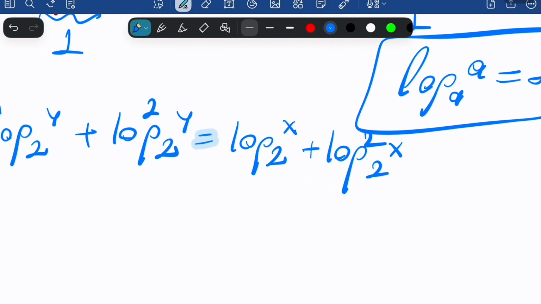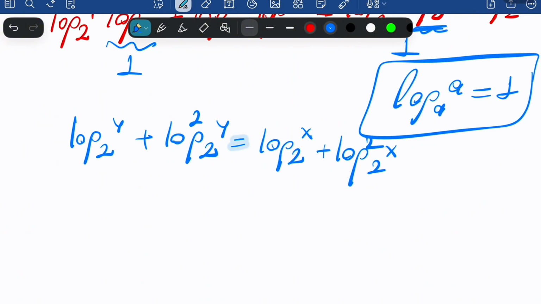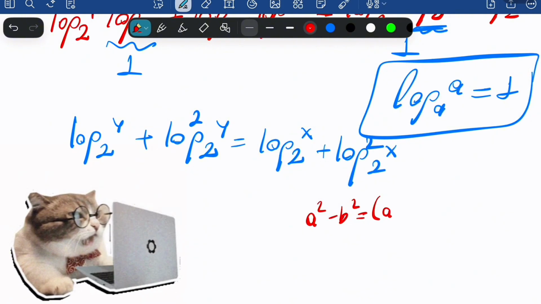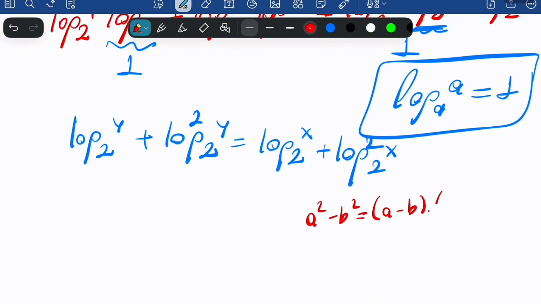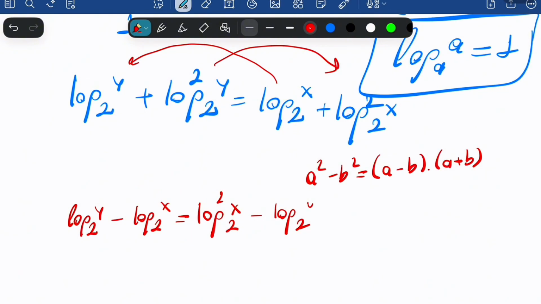Now I think, what can we do next? Two different variables have logarithmic squares, and he wants us to solve this problem. Now we can benefit from identities here. So what do I mean? We have the expression a squared minus b squared, which we can express as (a minus b) times (a plus b). Then if I send this to this side, log base 2 of y minus log base 2 of x equals log base 2 of x squared minus log base 2 of y squared. This is the property I put in the green box.